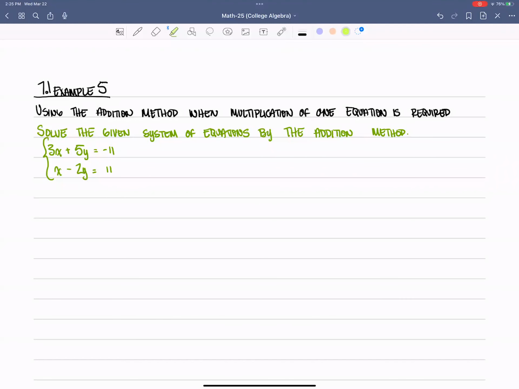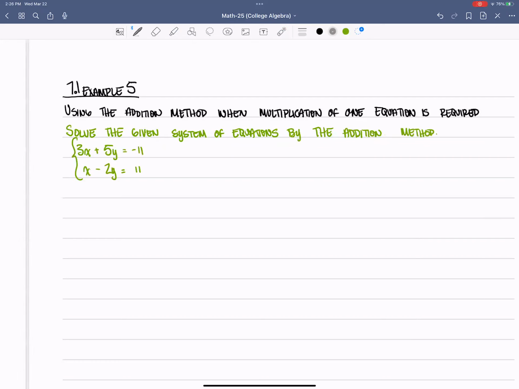Section 7.1, example 5, using the addition method when multiplication of one equation is required. Solve the given system of equations by addition method. So earlier we had it really nicely to where we had just x and negative x, and then we had some other stuff over here, so that when we added them, we ended up with 0 right here. It doesn't look like we could do that here, but what we can do is multiply these equations, so that way when we add them, we're eliminating one of the variables.